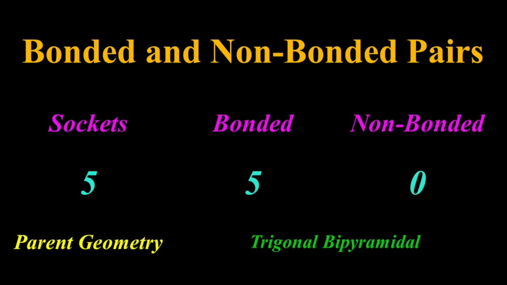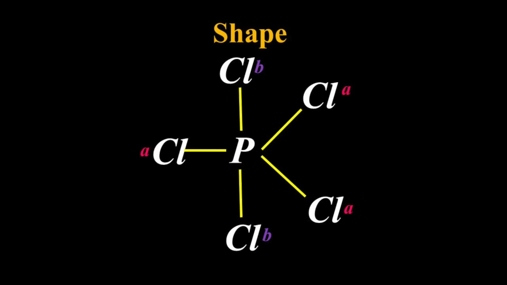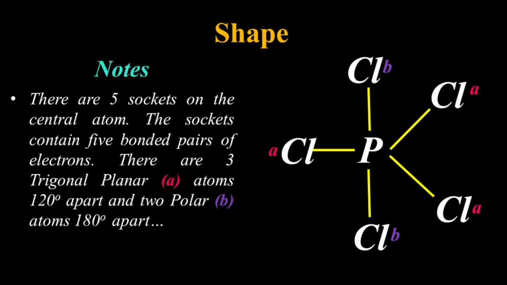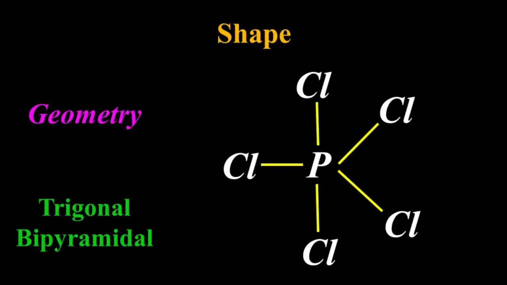So you have 5 sockets, 5 bonded, 0 non-bonded. Therefore, it's going to be a shape like that, and it will actually be trigonal bipyramidal. There are 5 sockets on the central atom. The sockets contain 5 bonded pairs of electrons. There are 3 trigonal planar A atoms, 120 degrees apart, and 2 polar B atoms, 180 degrees apart. Therefore, it's going to be trigonal bipyramidal.